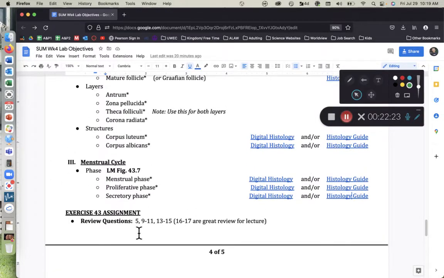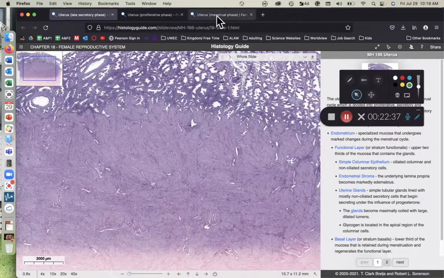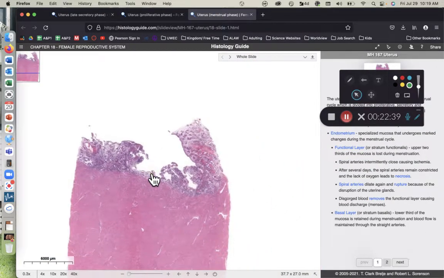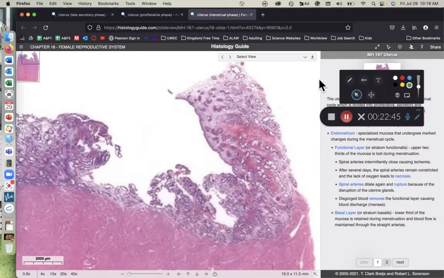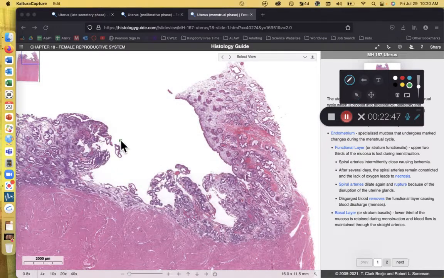As we're looking at the menstrual cycle, the three phases are the menstrual, proliferative, and secretory phase. Another name for menstrual cycle is uterine cycle. So while we're looking at the uterine cycle, let's start off with the menstrual phase. Menstrual phase is when the functional layer of the endometrium is the thinnest. While we're looking at our endometrium right here, we can see there's necrotic fragments sloughing off.